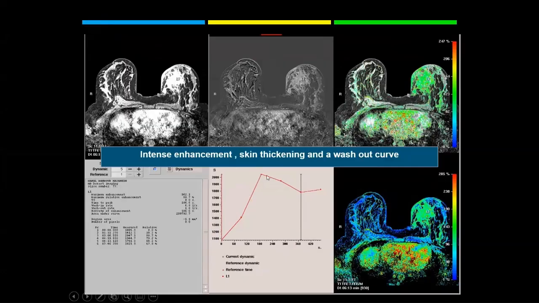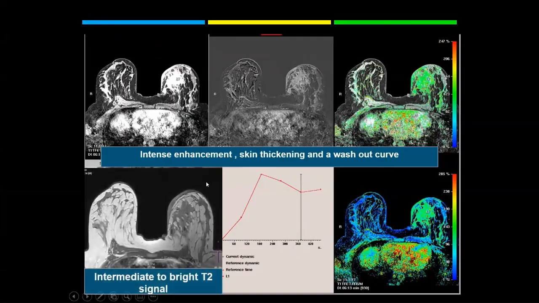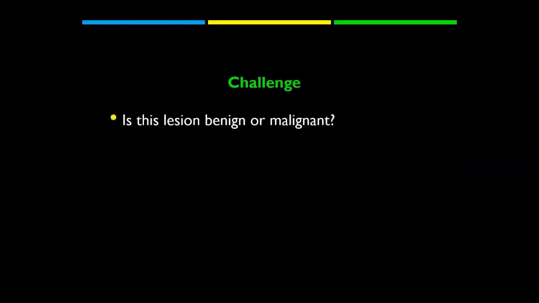And when we plotted the time signal intensity curve, there was a washout curve. Going back to the T2 weighted images, we found that the corresponding area showed a bright T2 signal. And the challenge in this case, is this lesion benign or malignant?